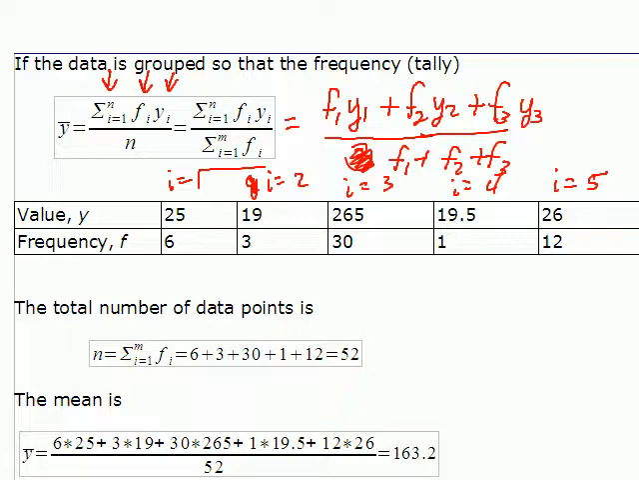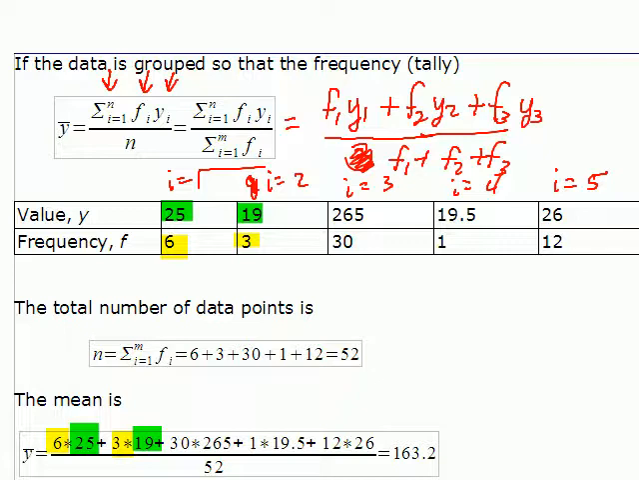Okay, so now I know the total number of data points, so now I want to find the mean. So I take the frequency, here's the frequency, and I multiply it by the data value. And that's what I see here: 6 times 25. And here's my 3, and I multiply it by the 19 because there's 3 19s. I multiply and add all that up, and divide by 52, and I end up with the mean for this data set.